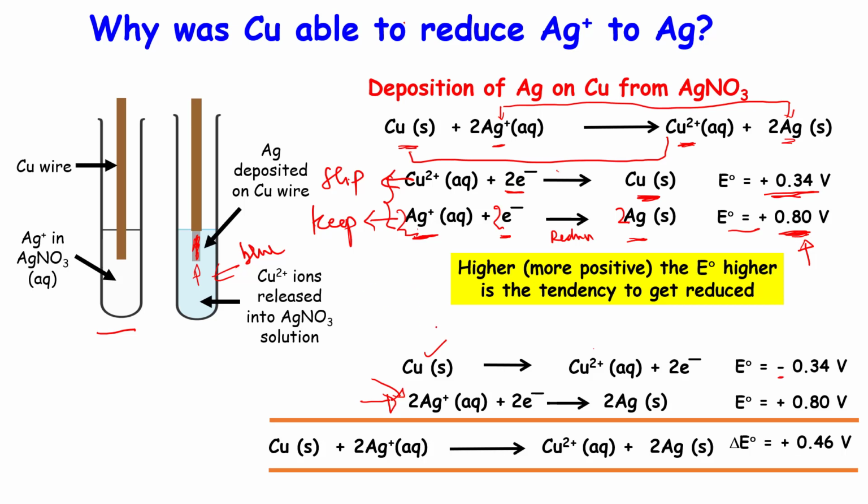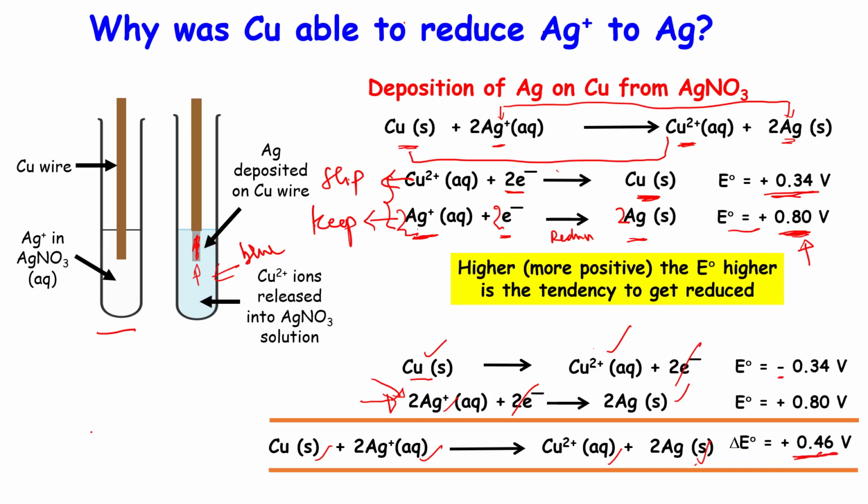Okay, so once we write it down, then we add the 2 reactions. When you add the 2 reactions, we can cancel out the 2 electrons on each side. We add up the copper solid plus 2 Ag plus aqueous on one side of the arrow, and on the other side we have copper 2 plus aqueous plus 2 Ag solid. So we've written that down over there. And then we just added up the 2 values, and the net voltage output for the overall reaction comes out to be 0.46 volts.